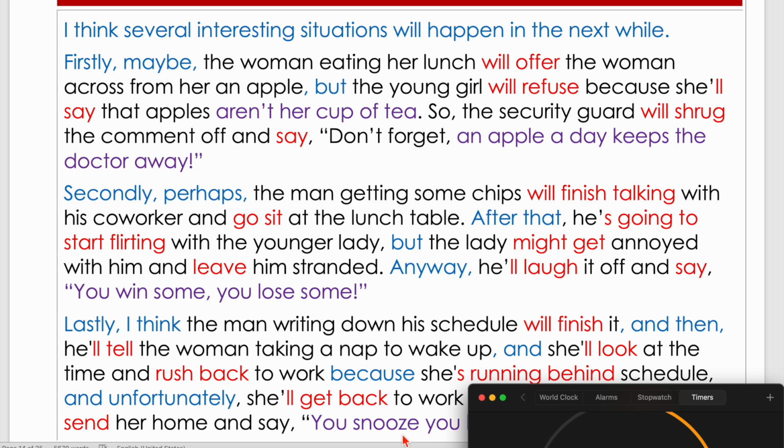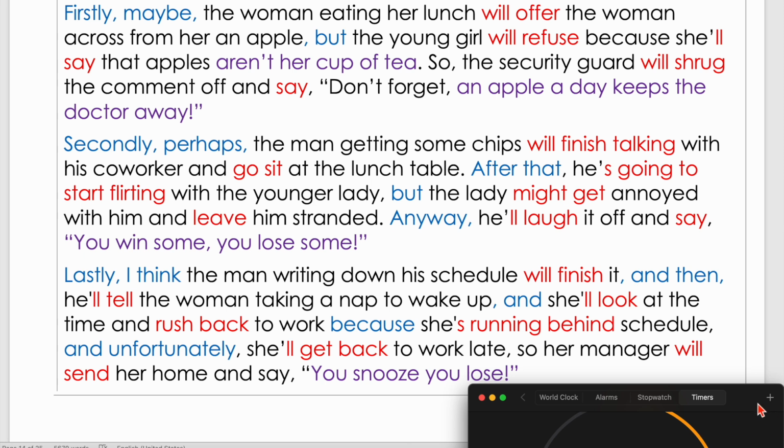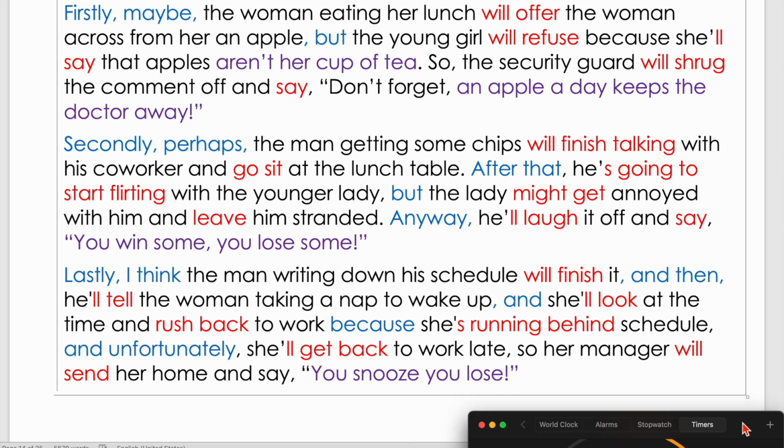Lastly, I think the man writing down his schedule will finish it, and then he'll tell the woman taking a nap to wake up, and she'll look at the time and rush back to work because she's running behind schedule. And unfortunately, she'll get back to work late, so her manager will send her home and say, "You snooze, you lose."